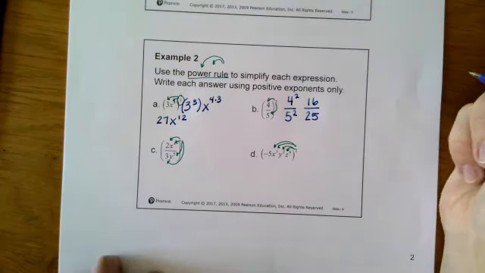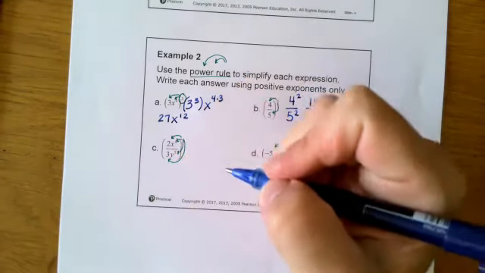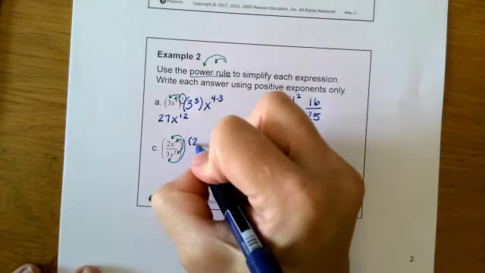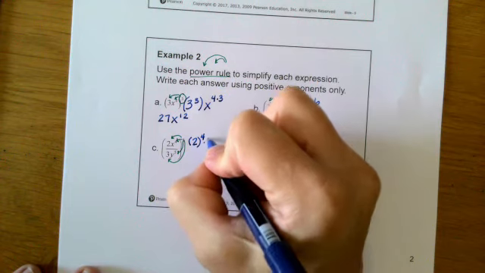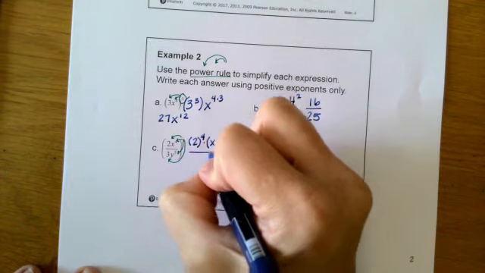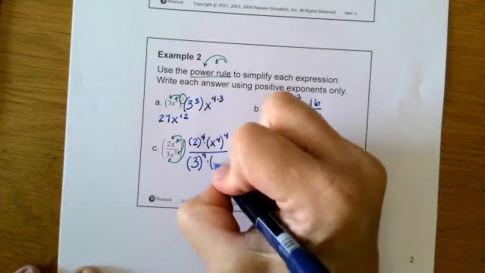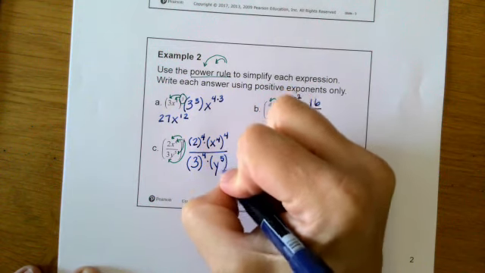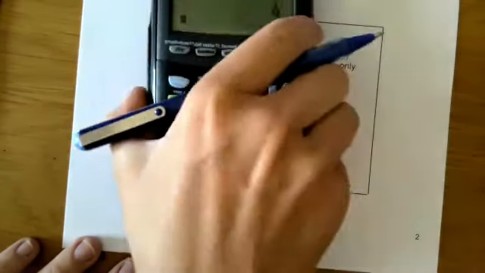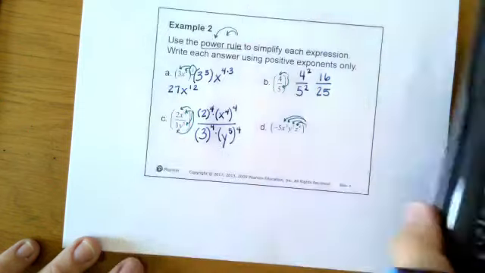Okay. Here we have a 4, we're going to give it to the 2, to the x to the 4th, to the 3, and to the y to the 5th, okay? So we have 2 to the 4th times x to the 4th to the 4th over 3 to the 4th times y to the 5th to the 4th, okay? 2 to the 4th, that just means 2 times 2 times 2 times 2, becomes 16.